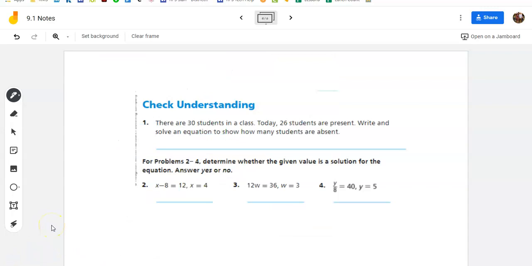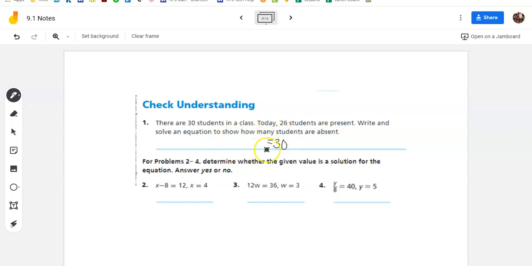It's at the bottom of page 275. Let's look at number 1. There are 30 students in a class. Today, 26 students are present. Write and solve an equation to show how many students are absent. So I know there are 30 students there, so it's equal to 30.